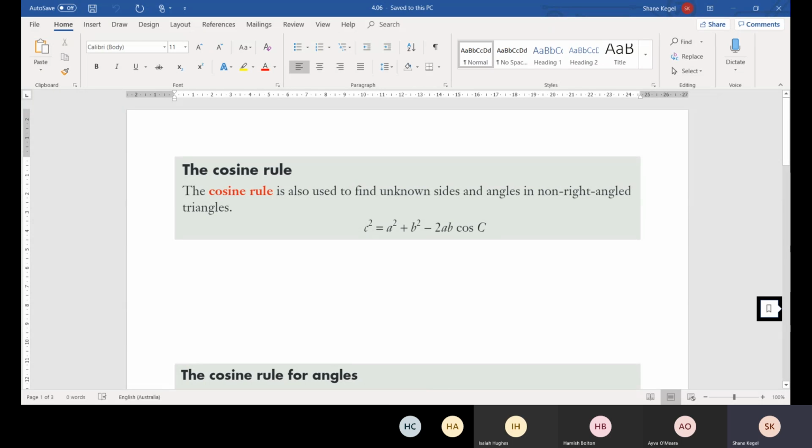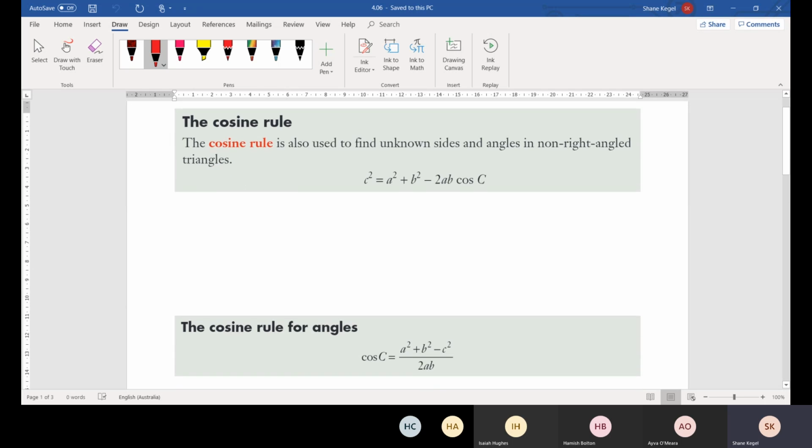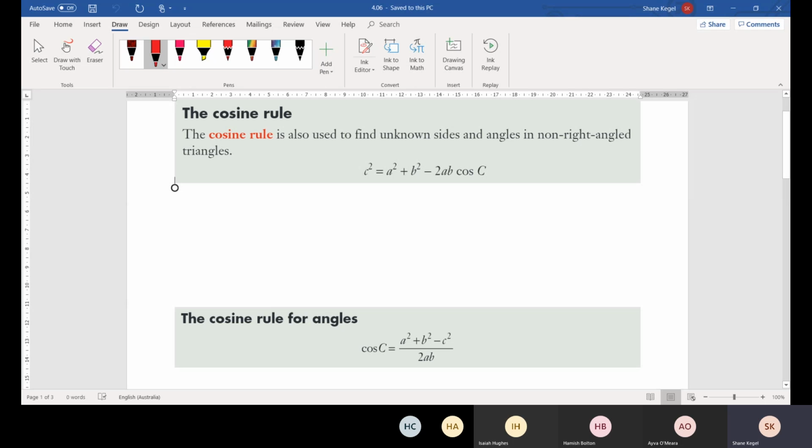So as you can see, the cos rule there is c squared equals a squared plus b squared minus 2ab cos c. So as you can see, it kind of looks somewhat like Pythagoras. You got your c squared equals a squared plus b squared. But then, considering it's not an actual right-angled triangle, we need to factor in the angle. So it's no longer 90 degrees, so we have to factor that in.